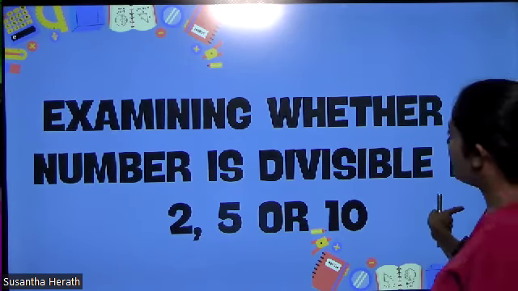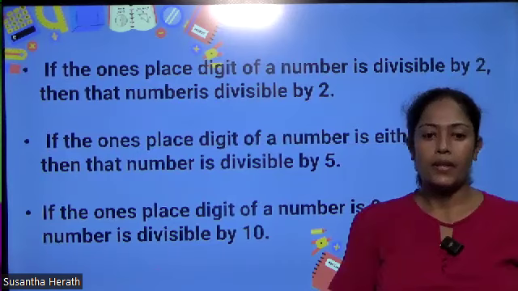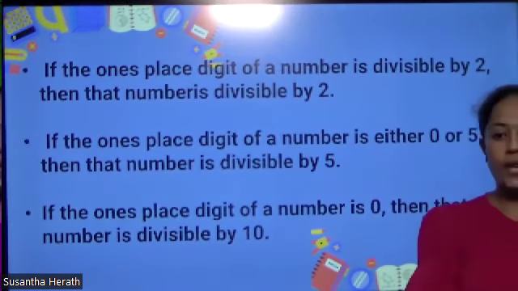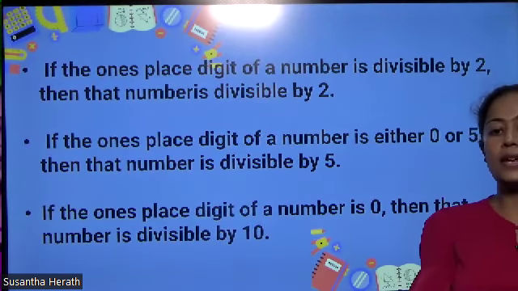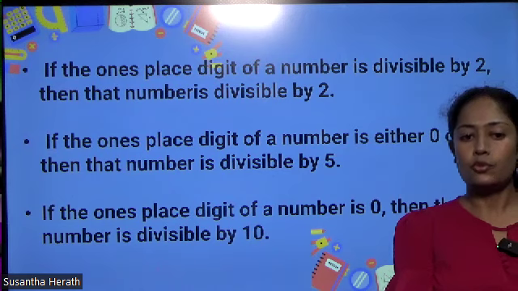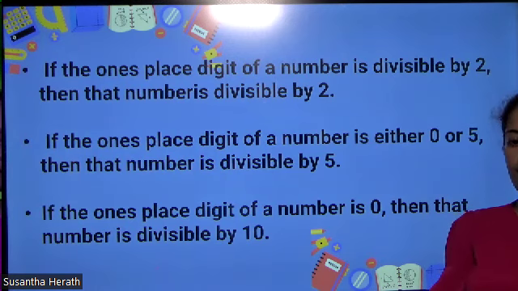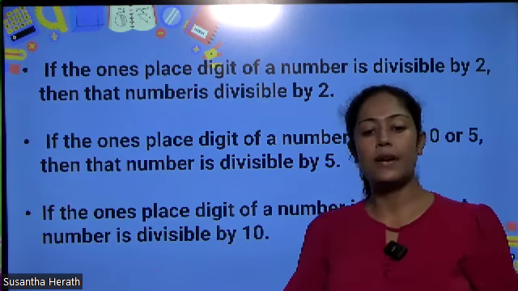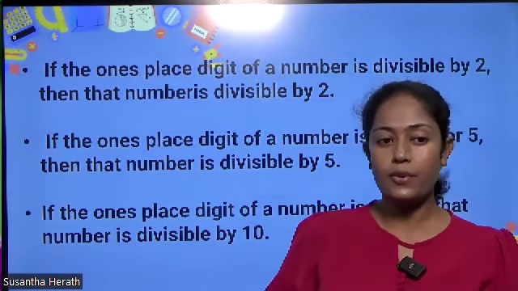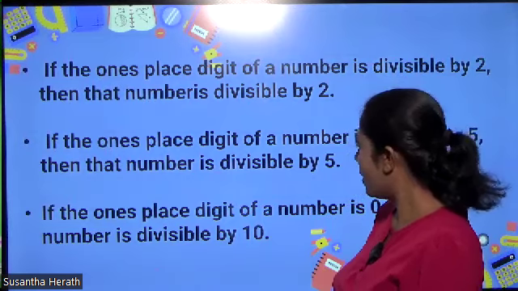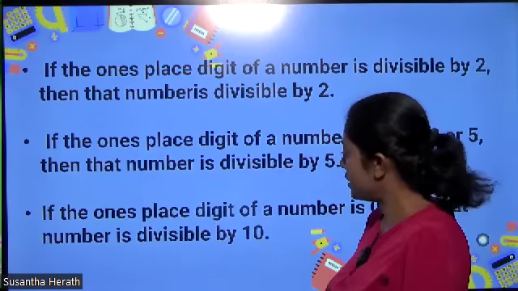Right. Look at this one now. If the ones place digit of a number is divisible by 2, then that number is divisible by 2. The next one, if the ones place digit of a number is either 0 or 5, then that number is divisible by 5. Then the last one, if the ones place digit of a number is 0, then that number is divisible by 10. I think you already know this. I'll explain how to find that. Consider these numbers.